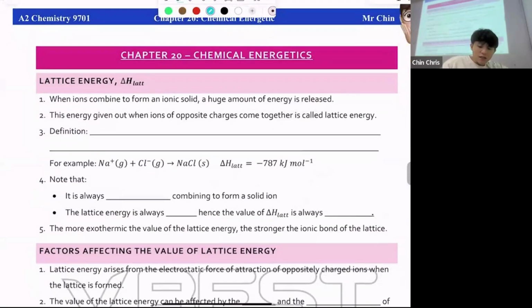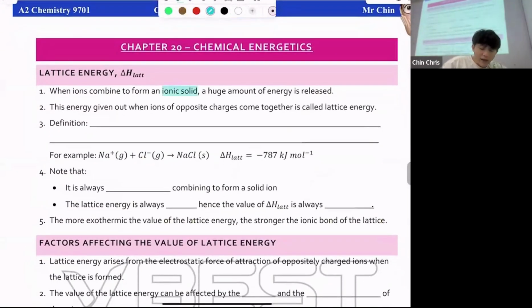So again, delta H lattice is when we are forming an ionic solid from its ions, energy is released. So it's an exothermic reaction. So I can say that, right? The definition is the energy released.